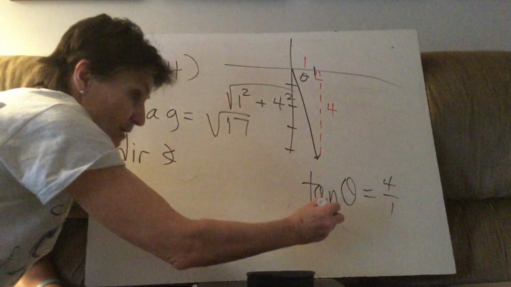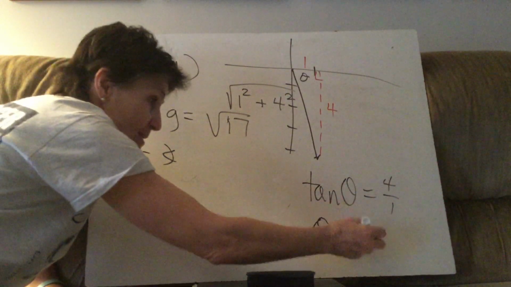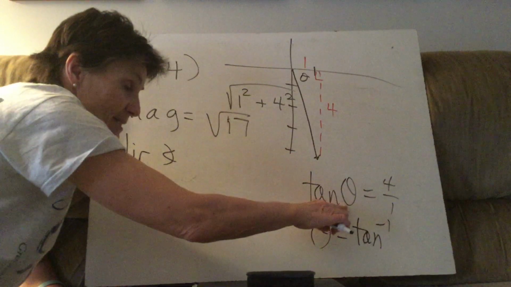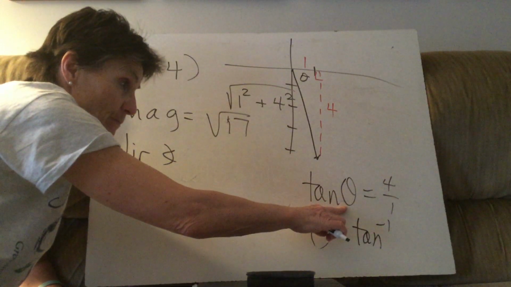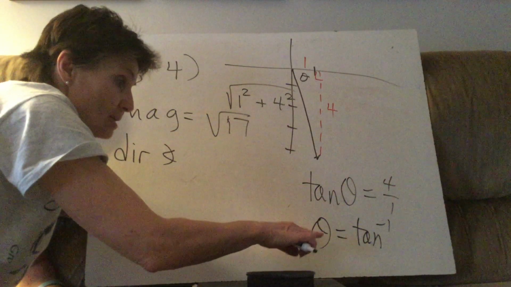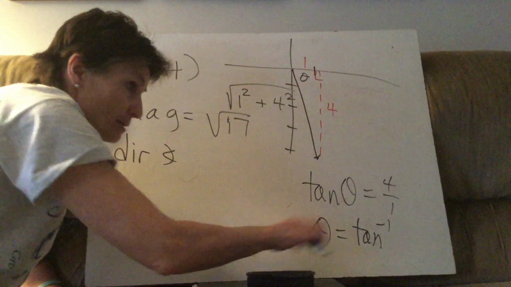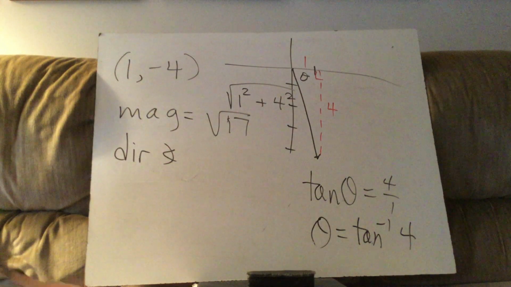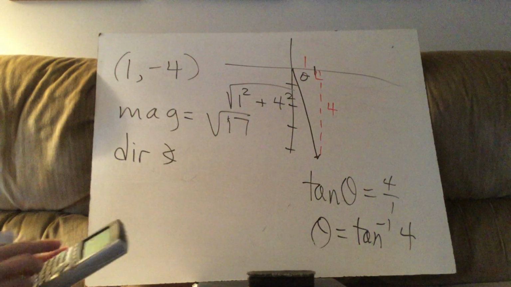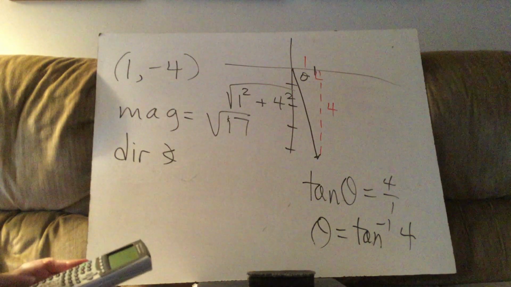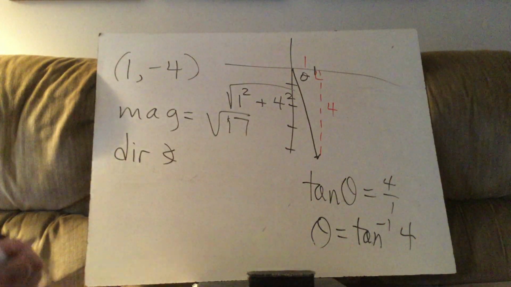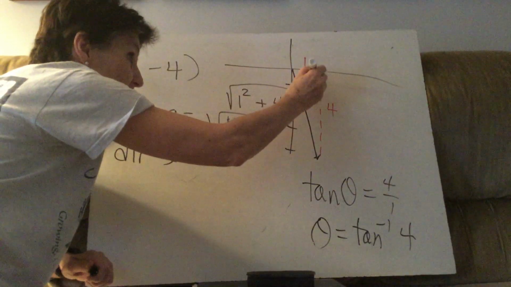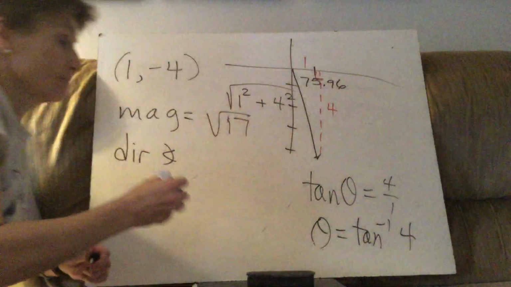To find the angle, then, I have to do inverse tangent. Anytime that the function is attached to the variable, you have to do inverse. So we're doing inverse tangent of 4 over 1, or 4. If I do that on my calculator, inverse tangent of 4, I get 75.96. So this angle right here is 75.96.